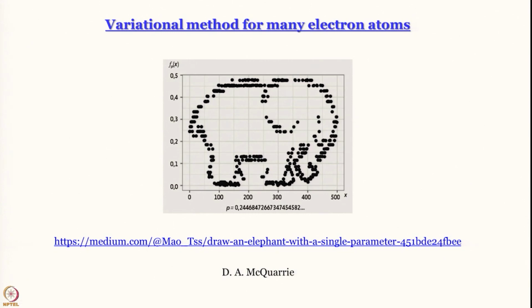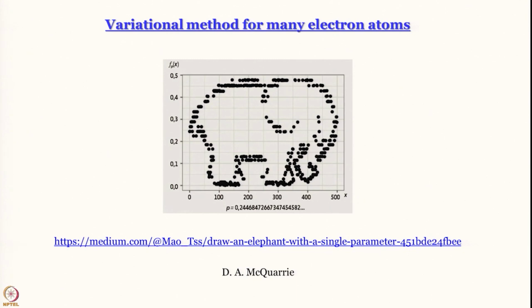What you need is a sufficient number of terms. If you go into this website, you will see this is the picture of an elephant generated using a single parameter. What that is, what is the detail, that we will not get into. I was actually looking for this picture of an elephant that is drawn using 30 exponential functions. I did not find it on the net, I found this. And the reason why we show this is that this is the way we are headed now.